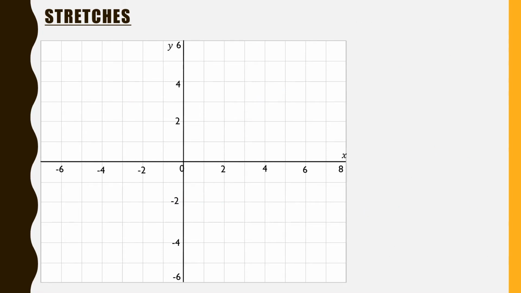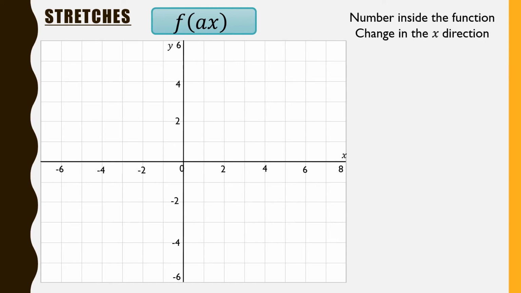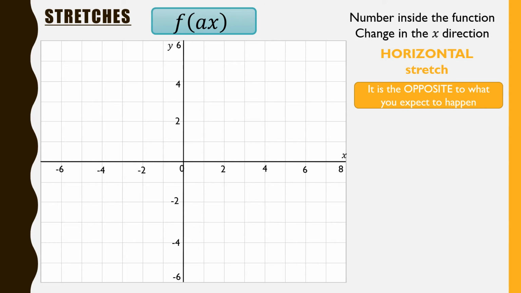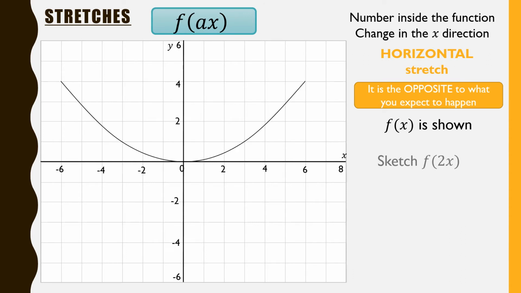So now we're going to look at slightly different stretches. We're going to look at when we've got a number inside the bracket next to the x. So instead of stretching vertically, we're going to be stretching horizontally this time and changing the x direction and the x coordinates. And again, because this is inside the bracket, this is the opposite to what you think is going to happen. So we're going to look at f of x here like this.